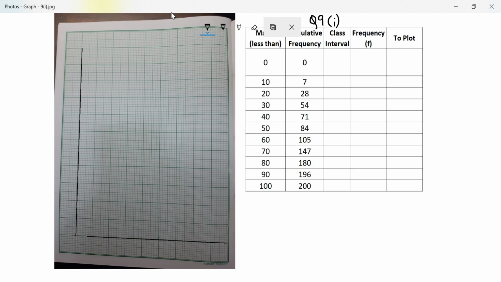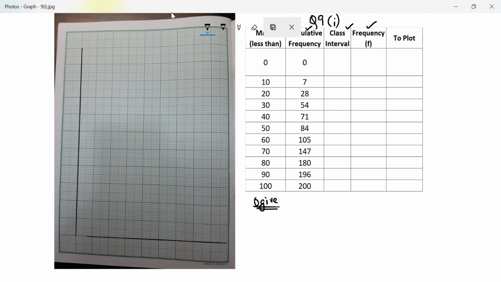Marks are less than, which means we're talking about an ogive. Yes, but we don't have to plot it. We just have to make the frequency distribution table. What all does a frequency distribution table have? It'll have a class interval. It'll have a frequency. Cumulative frequency is already given. Right, so in this case we need to first figure out a class interval.